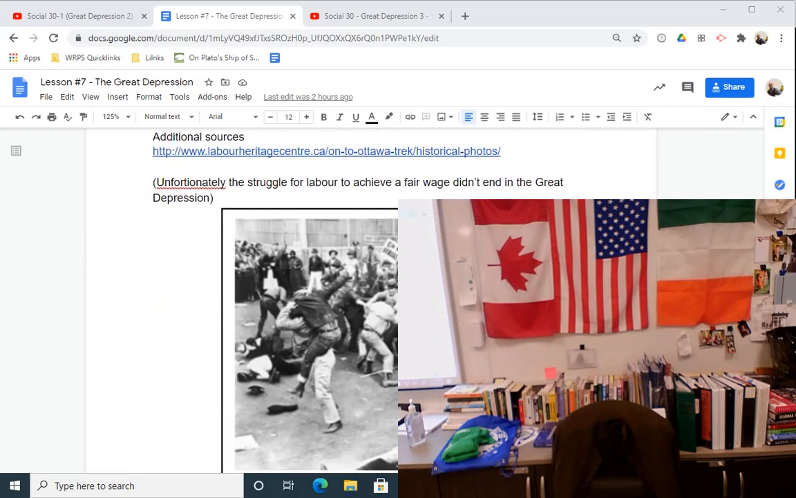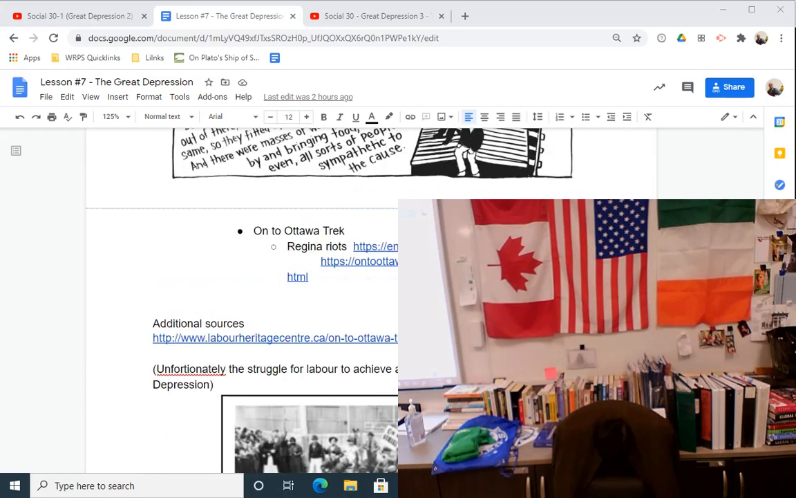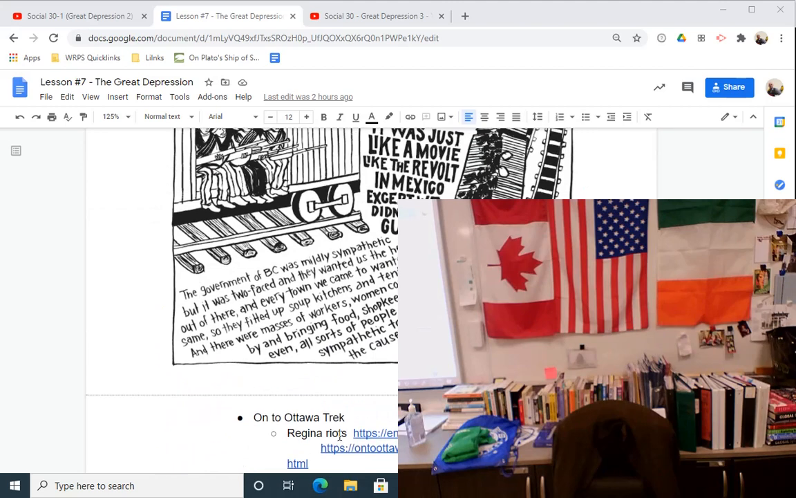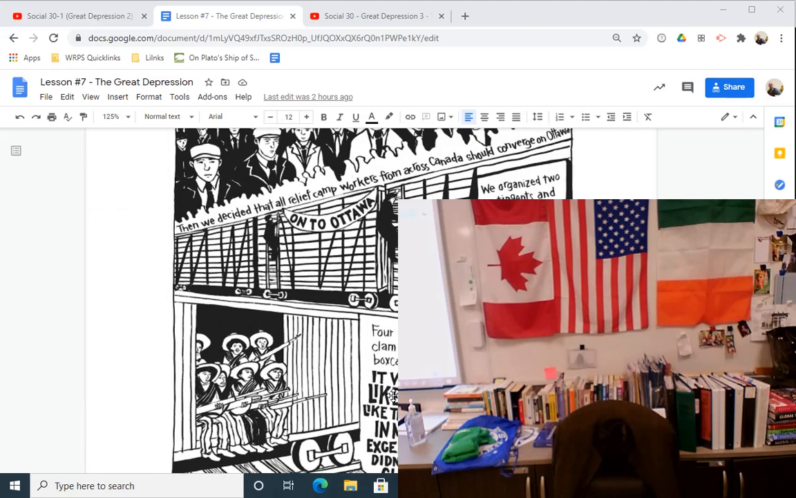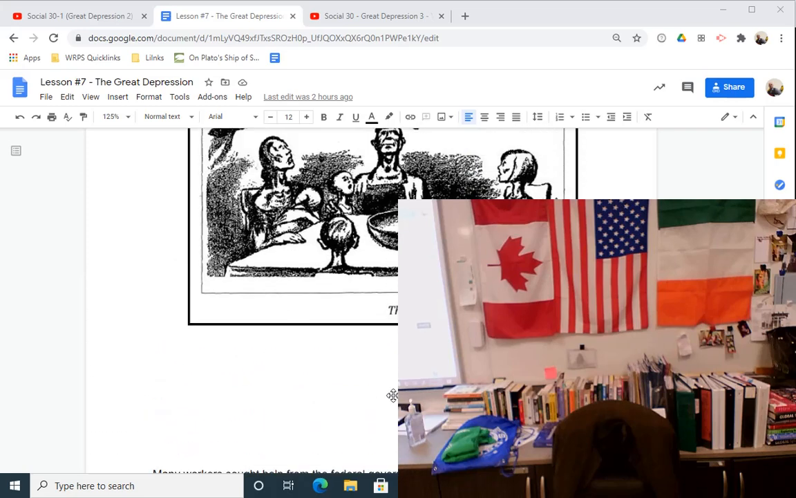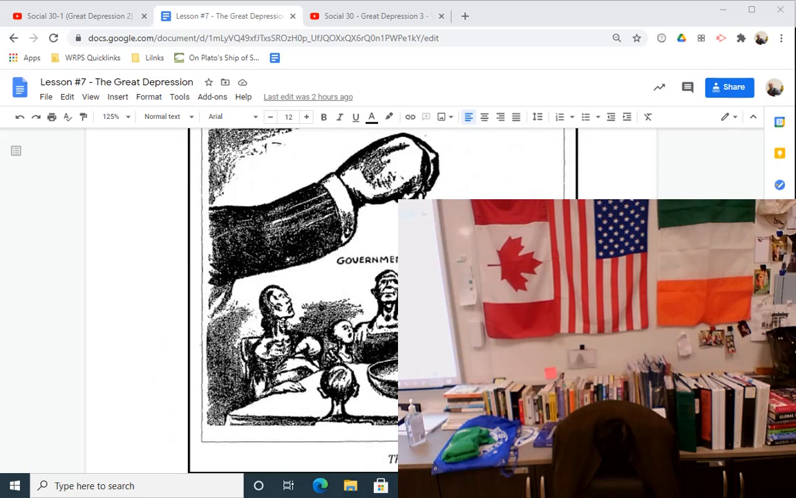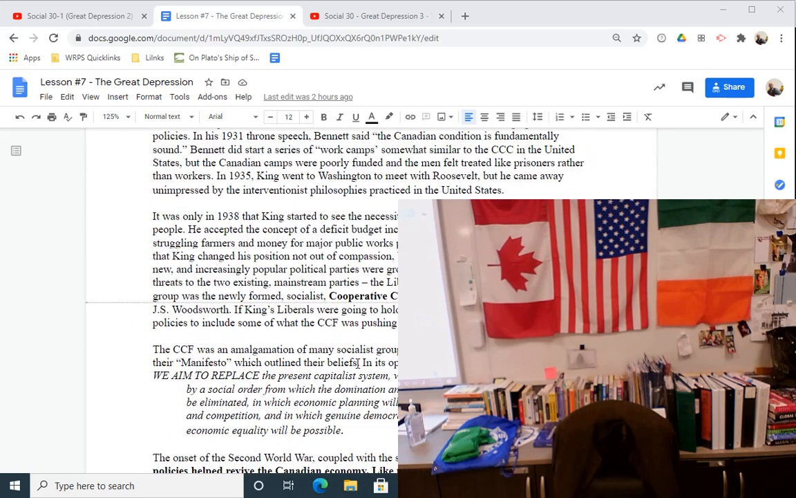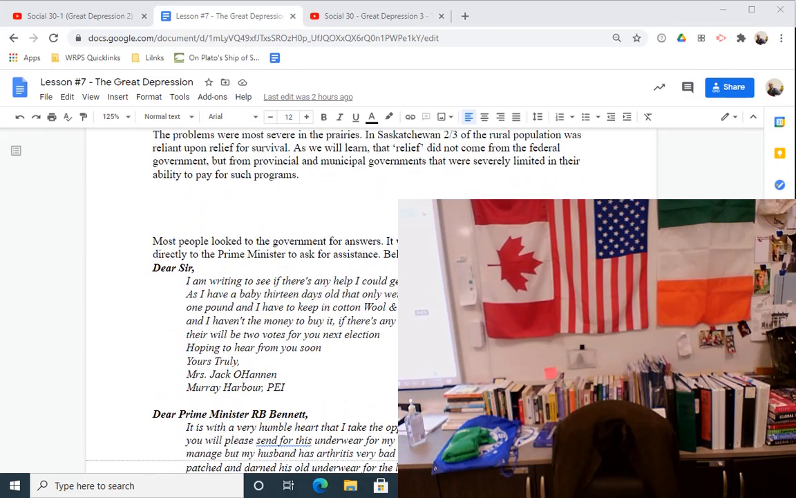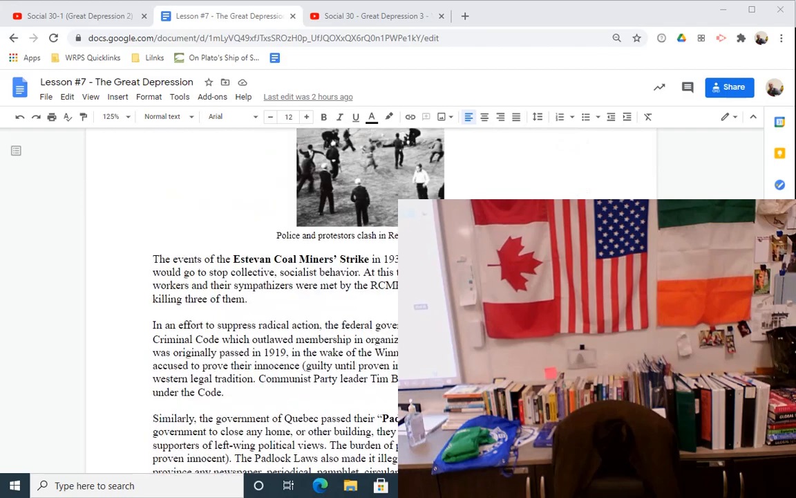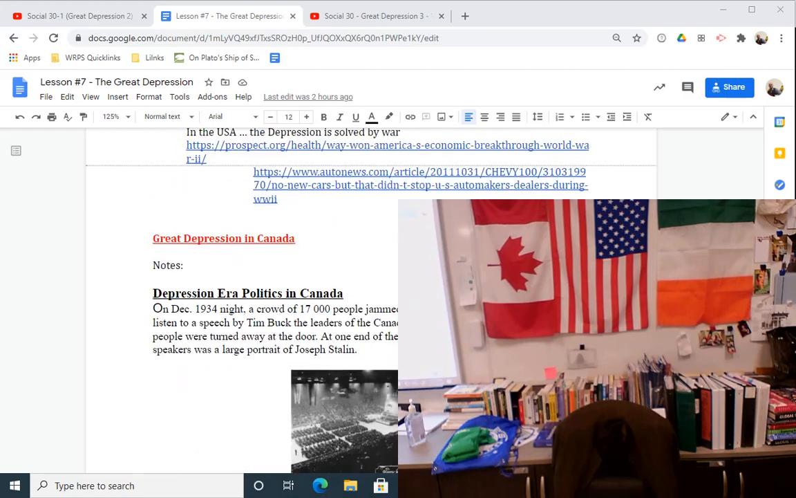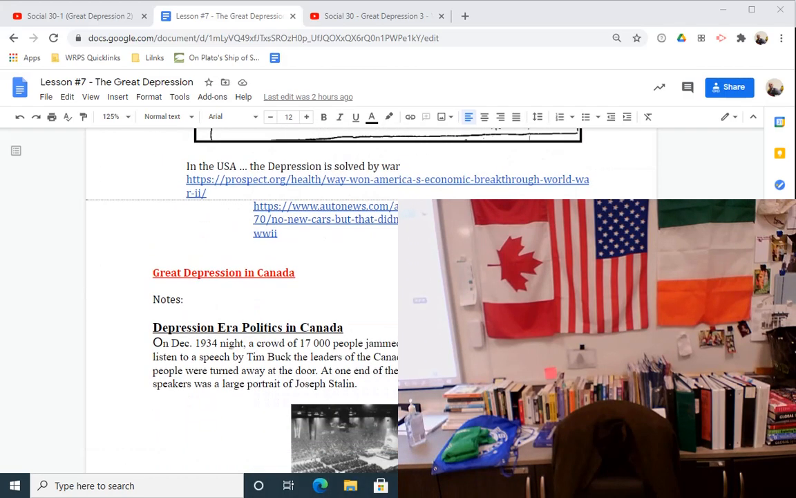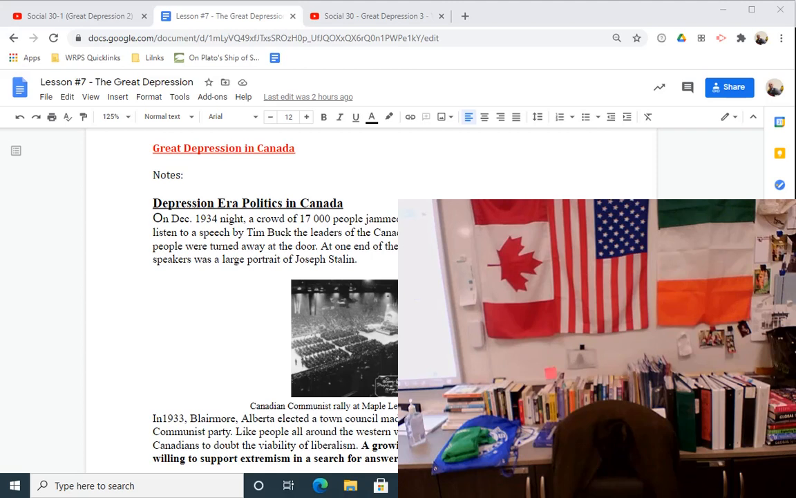There's a lot of violence, including most famously the Regina riots, as a response of the On to Ottawa Trek that was stopped in Regina by the RCMP. And again, the Bennett government is criticized for not doing enough. So much so that we have here the speeches about the growth of the CCF, but we also had others that went so far as starting to want communism. And that's the story of the Great Depression in Canada.